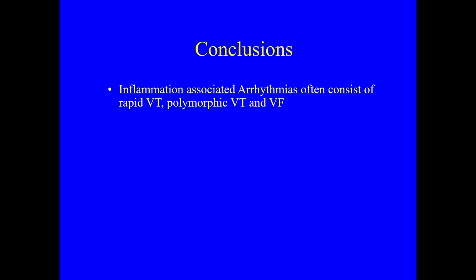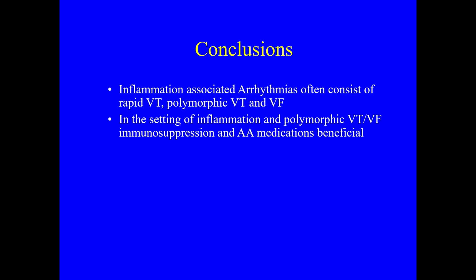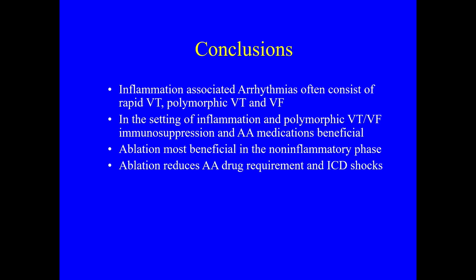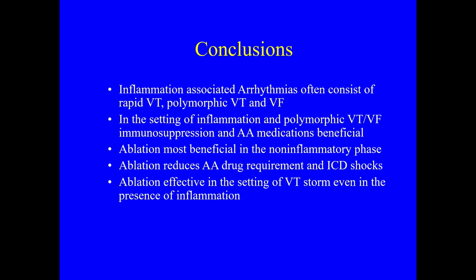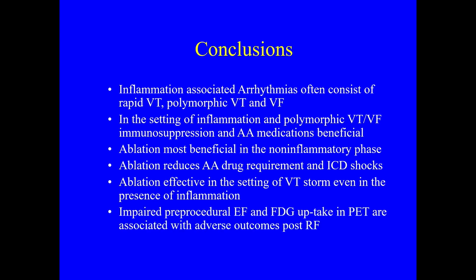In conclusion, inflammation associated with arrhythmias often coexists with rapid VT, polymorphic VT, and VF. In the setting of inflammation with polymorphic VT and VF, immunosuppression and antiarrhythmics are beneficial. Ablation is most beneficial in the non-inflammatory phase. Ablation reduces the antiarrhythmic drug requirement and ICD shocks. Ablation is effective in the setting of VT storm, even in the presence of inflammation, unfortunately not in all patients. Impaired pre-procedure ejection fraction and FDG uptake on PET were associated with adverse outcomes post-ablation.